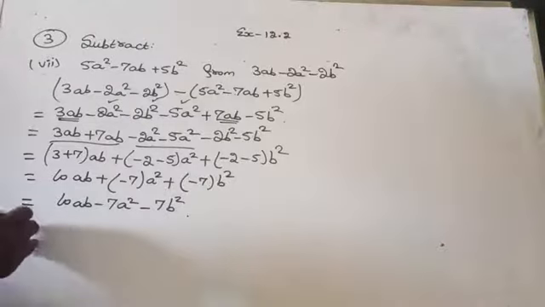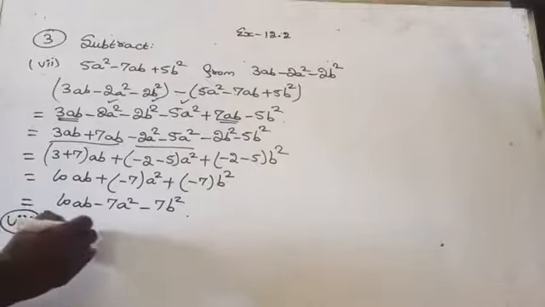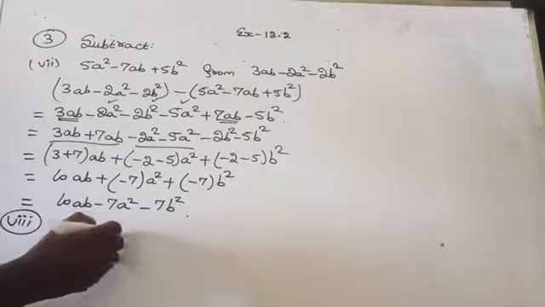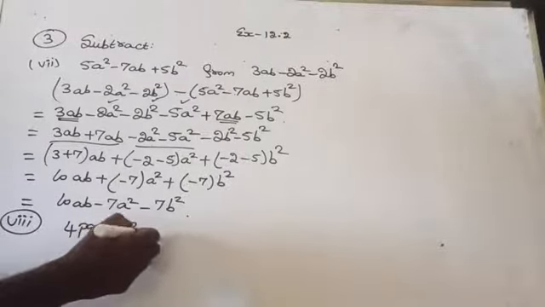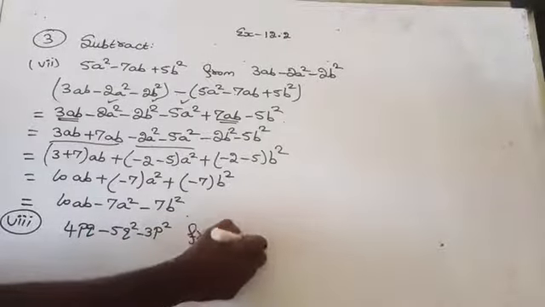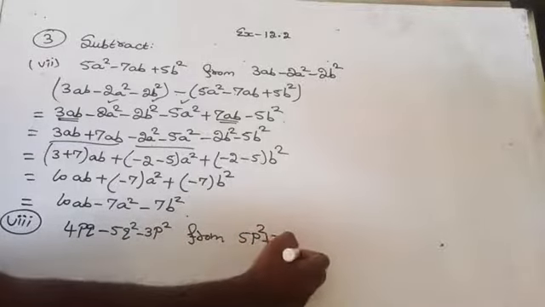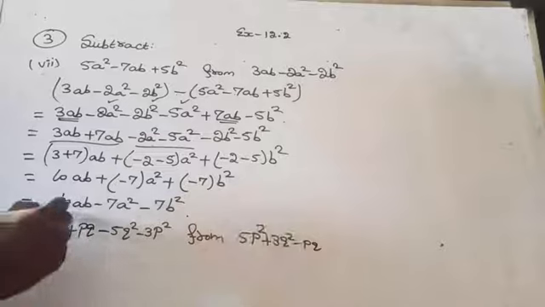You just try the 8th part of this question on your own. That is subtract 4pq minus 5q square minus 3p square from 5p square plus 3q square minus pq. You please try this question on your own.